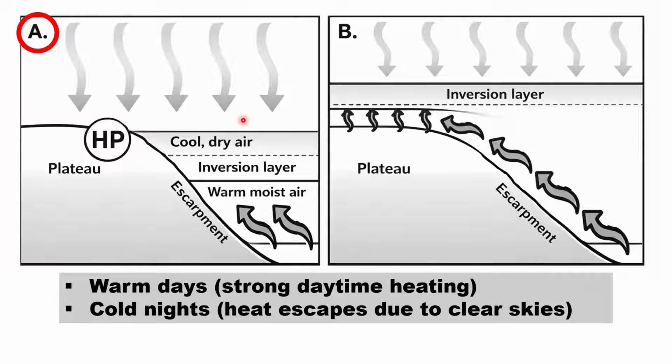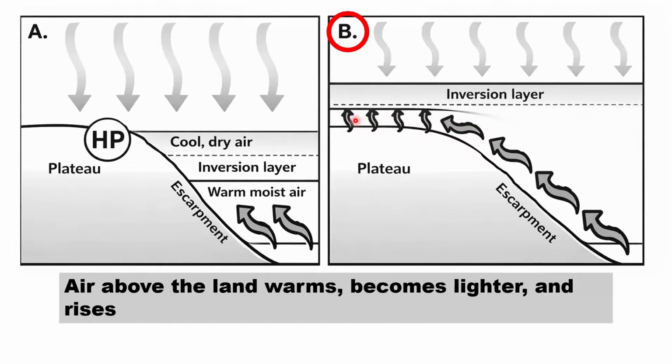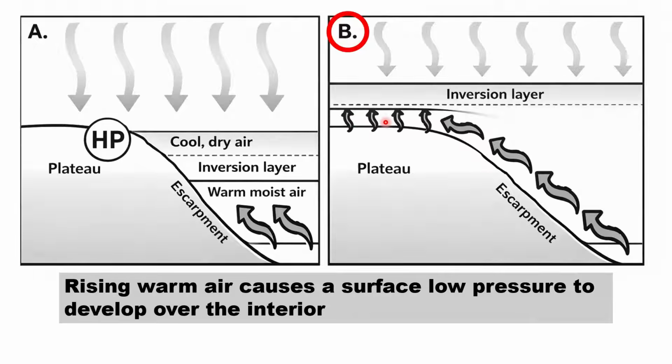Let's now look at the summer condition on this diagram. First, notice the land surface over the interior of South Africa. In summer, the sun is very strong, so the land is heated intensively. Because the land is hot, the air above it becomes warm and light, and it begins to rise. As the warm air rises, a surface low pressure develops over the interior.